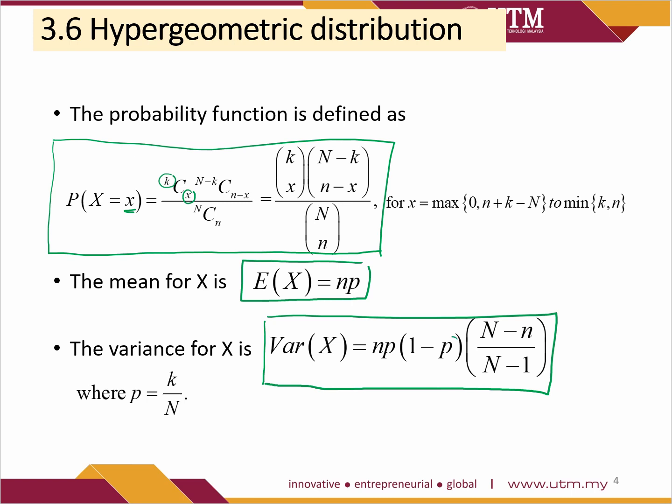So how can we know our p? p is given as the number of success in population divided by the number of population. So basically, p is the probability of success in population.